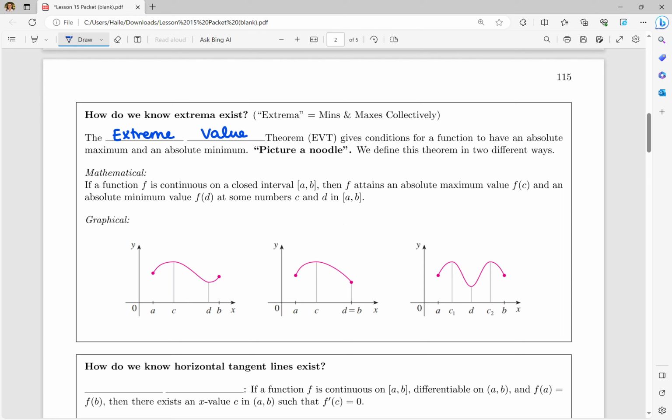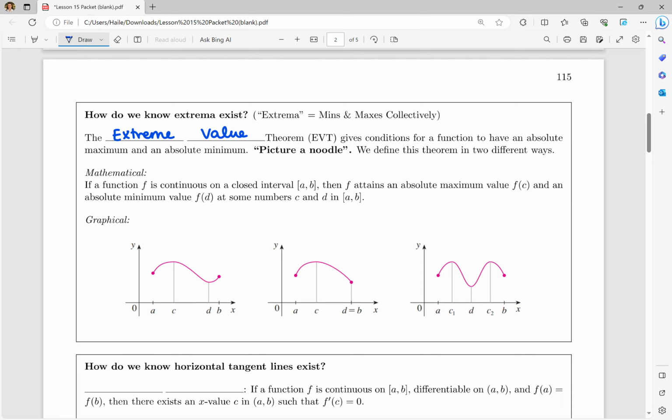So the extreme value theorem gives conditions for a function to have an absolute maximum and an absolute minimum. When you think of the extreme value theorem, what I want you to do is picture a cooked noodle. It's like a spaghetti noodle. And we define this theorem in two different ways.